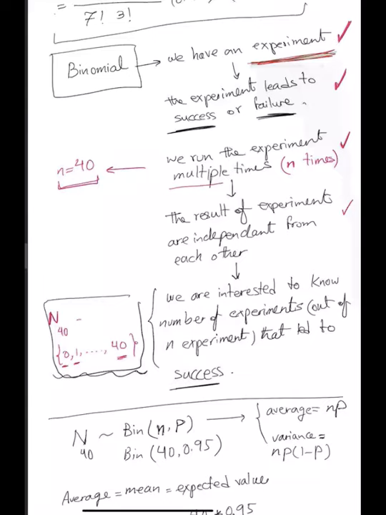It's people being tested. That's the experiment. Exactly. Testing each person for the gene is the experiment. Does this experiment lead to success or failure or some outcomes? Yes, you have the gene or you don't. When a person has the gene, that's one outcome. When the person does not have the gene, that's another outcome.